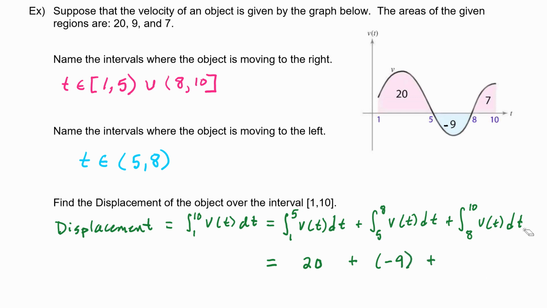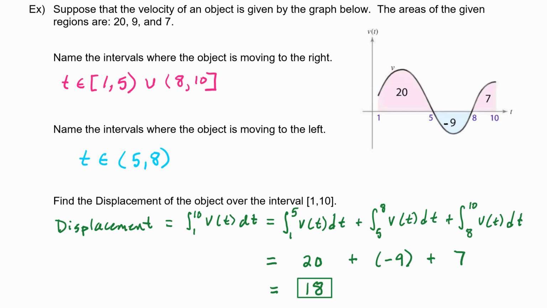And then this third integral, the area under the curve is 7. It's above the x-axis, so it's positive for its net area. So that means that the object has a total displacement of 20 minus 9, which is 11, plus 7, which is 18. So this tells us that at the end of all its motion, the object is 18 units away from wherever it started.